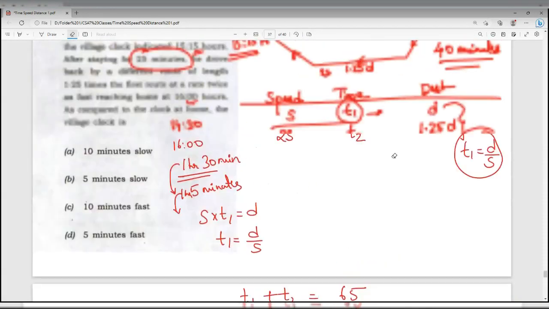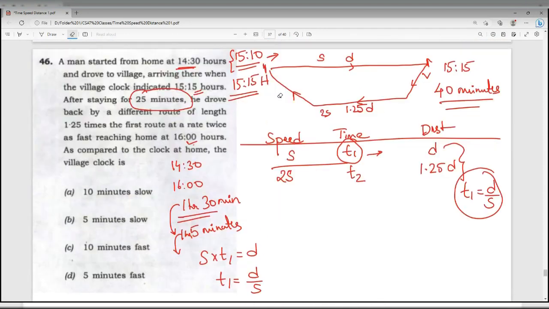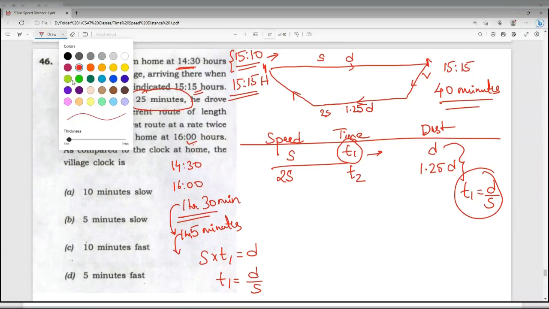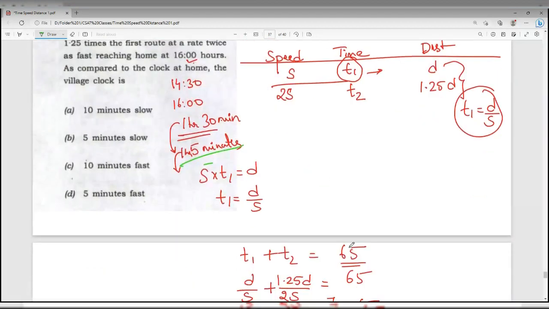So we have taken this T1 and T2, we have added this, and we have equated it to 65 because the total time that he had traveled was 65 minutes. So he left at 2:30 and he was back at home at 4 o'clock. So totally he has traveled for 1 hour 30 minutes, the total journey. But in that total 1 hour 30 minutes, 25 minutes he was staying there in the village. He was not riding his bike. So we have removed 25 minutes from this 1 hour 30 minutes. So the total driving time was 1 hour 5 minutes.